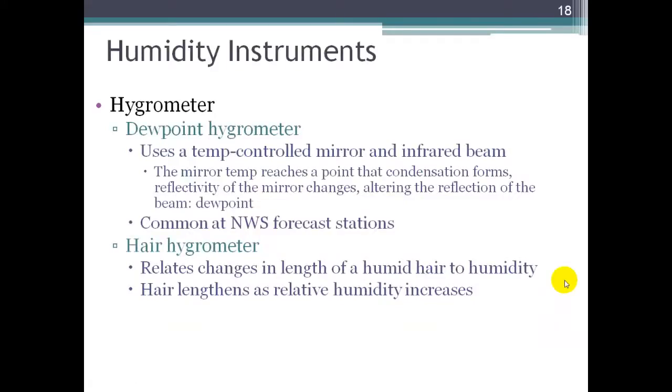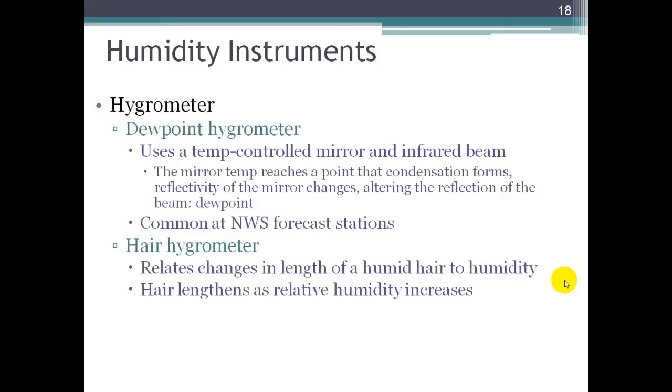We measure humidity through instruments called hygrometers. And hygrometers come in a couple of different types. There's a dew point hygrometer, which is a fancy instrument that uses a temperature-controlled mirror and an infrared beam. When the mirror reaches the point where condensation forms, water condenses onto it, and that changes the beam of light sent out through the infrared beam, so that a sensor can determine that condensation has occurred and tell us the dew point temperature.